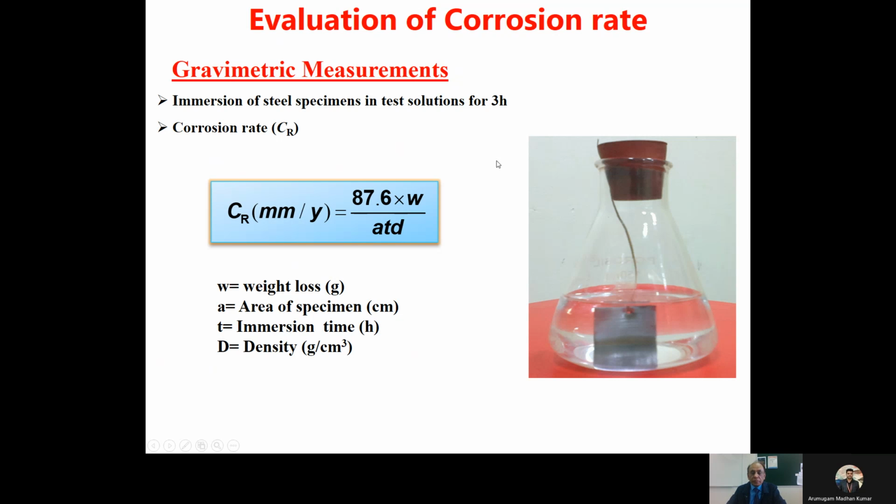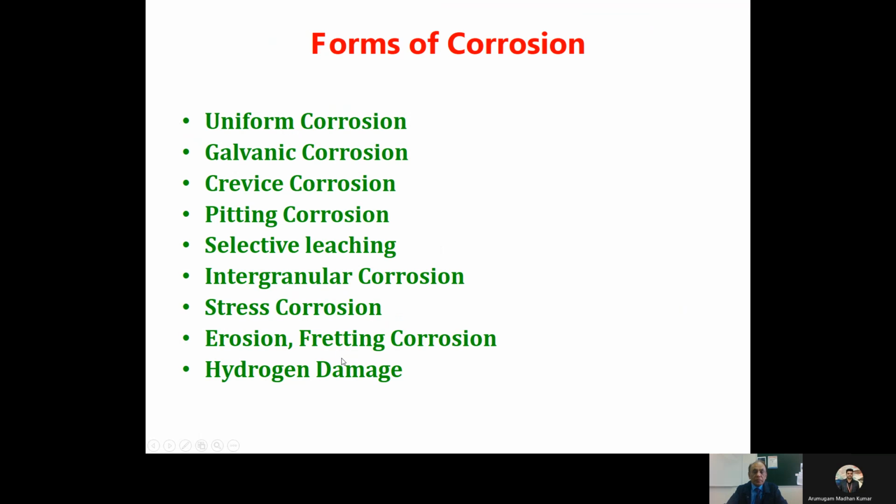What we do, we immerse a steel specimen in the corrosive solution. For instance, it may be acid or it may be water, for a definite period of time, and the corrosion rate can be calculated by this simple formula, where W is the weight loss in presence of corrosive environment, A is the area of the specimen, T is the immersion time, and D is the density of the metal. Various forms of corrosion are there, and 8 forms have been known.